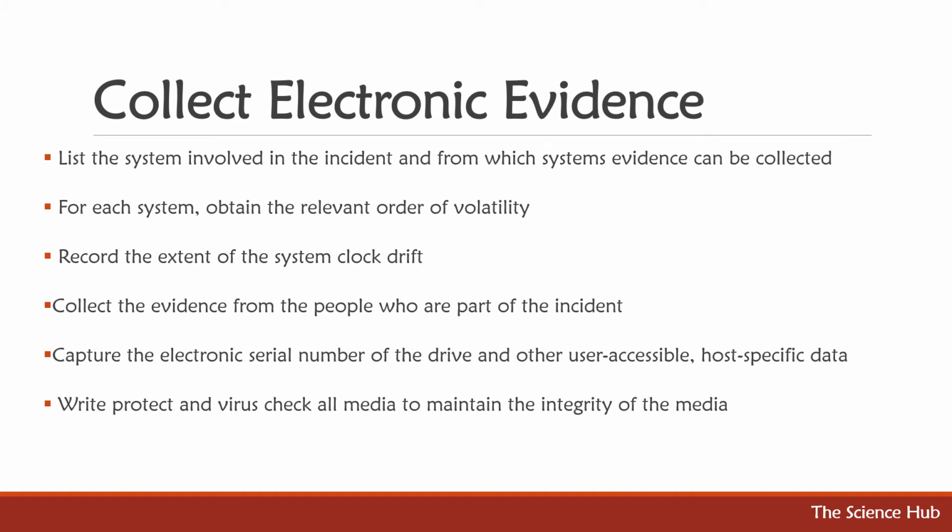Collection of electronic evidence. List the systems involved in the incident and from which systems evidence can be collected. For each system, obtain the relevant order of volatility. Record the extent of the system clock drift. Collect the evidence from the people who are part of the incident. Then capture the electronic serial number of the drive and other user-accessible host-specific data. Then write-protect and virus check all media to maintain the integrity of the media and the evidence.